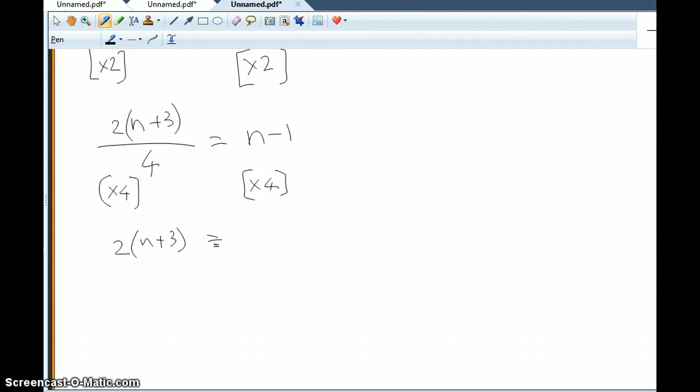What do I have to be careful about on the right hand side? If I'm multiplying that right hand side by 4, yep, you have to multiply everything, so the n and the 1. So you either write it like this, 4 times n minus 1, or you write it as 4n minus 4, which is the same thing. Yeah, every term needs to be multiplied by 4.